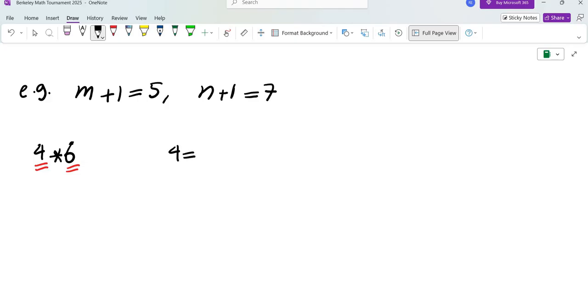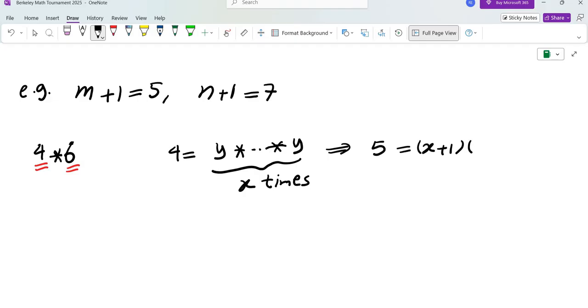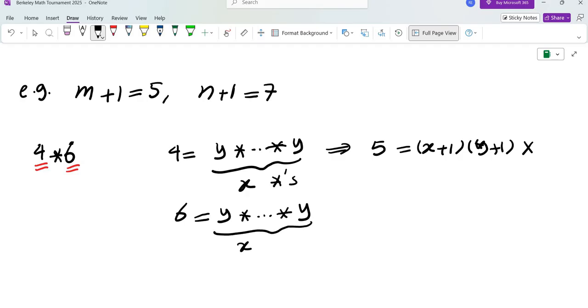In order to write down 4 as y star y x times, what do I really need? I need 5 to be x plus 1 times y plus 1. And that's really not possible. So I can't really break down 4 into smaller pieces. And I can't do 6 either. 6 equals y star y, and this is x stars, which gives me some similar situation, and because 5 and 7 are prime, you can't really get that.